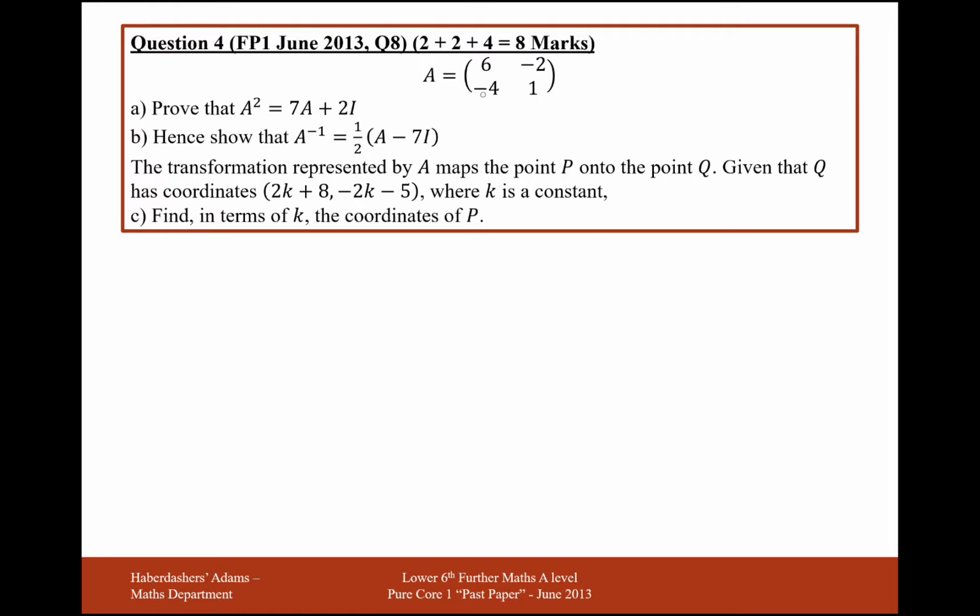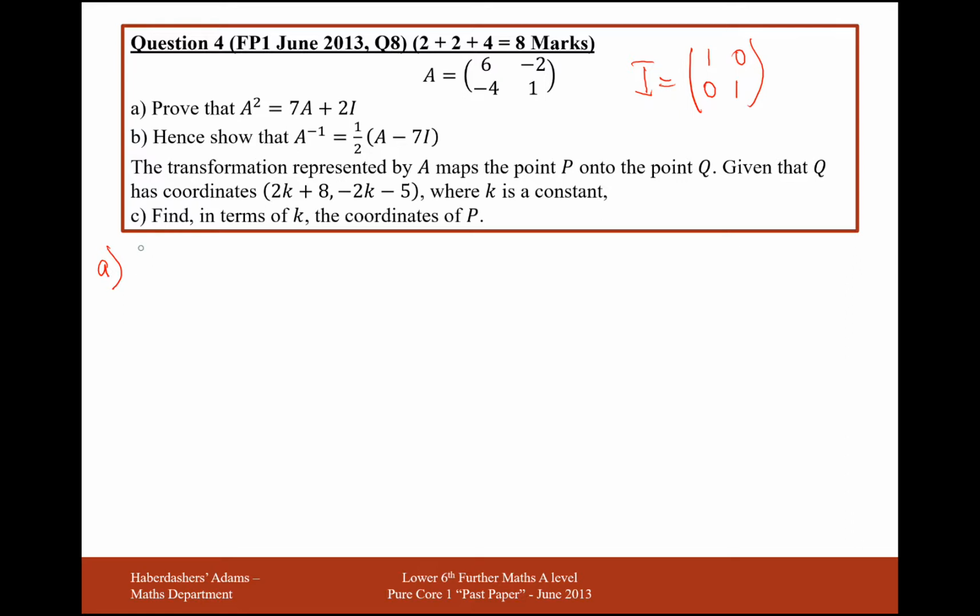First of all we're looking at the matrix A above here and we need to prove that A squared equals 7A plus 2I. Now what I is referring to here is the identity matrix of 1, 0, 0, 1, the 2 by 2.